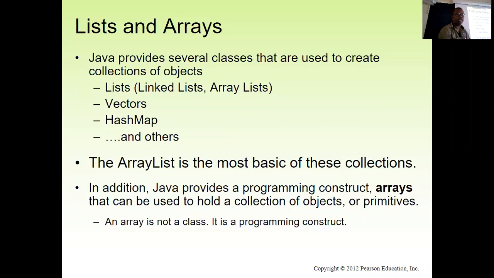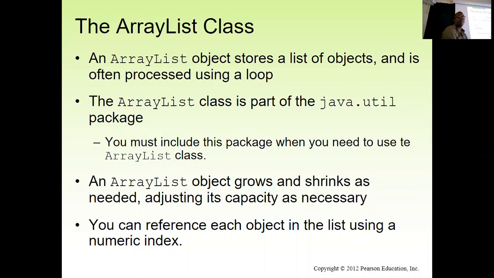Now, importantly, array list allows you to store objects. Arrays allow you to store both objects and primitives, and we'll get to more detail on that a little later on. The array list class is built into Java and is part of the java.util package, so you'll need to include that if you are planning to use array list.